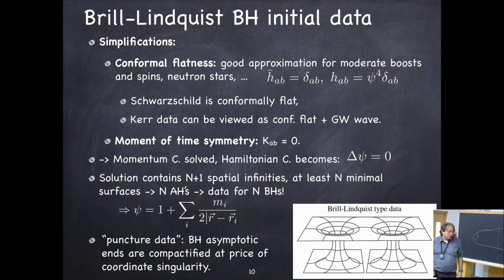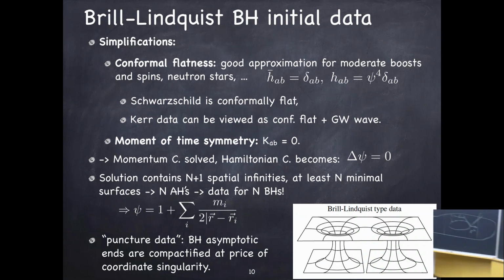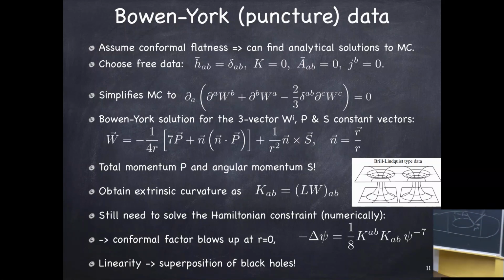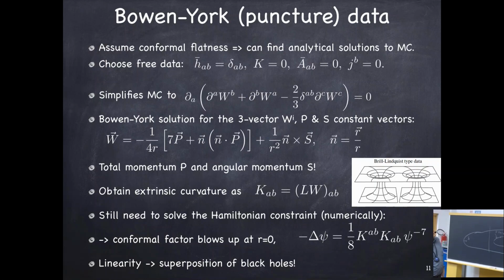All right. But now the problem is, I want something more general. I want my black holes moving around, and I don't want them to be Schwarzschild. I want them to be curved. I want them spinning. All right. So for that, we need extrinsic curvature that is non-zero. Okay. So we go to the next level, and this is what most people use for numerical relativity. It's called Bowen-York data, or Bowen-York puncture data.